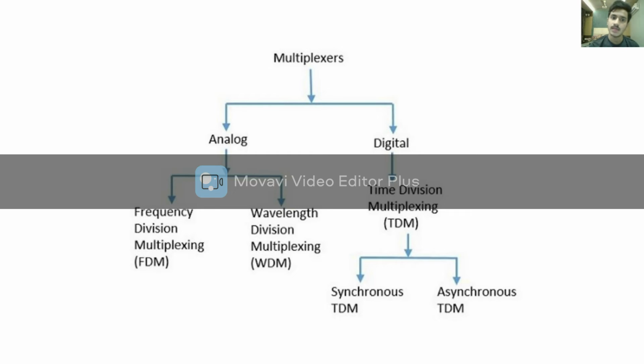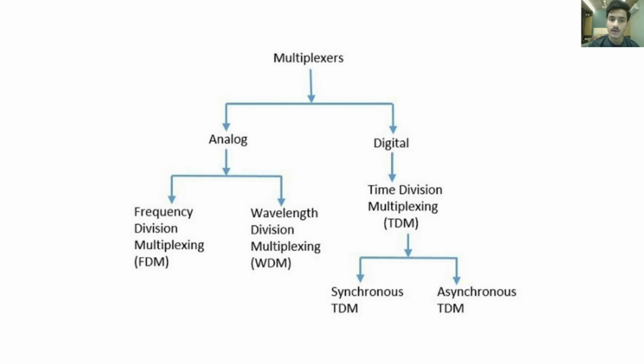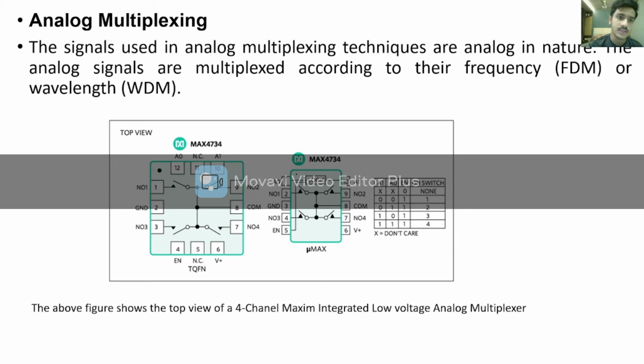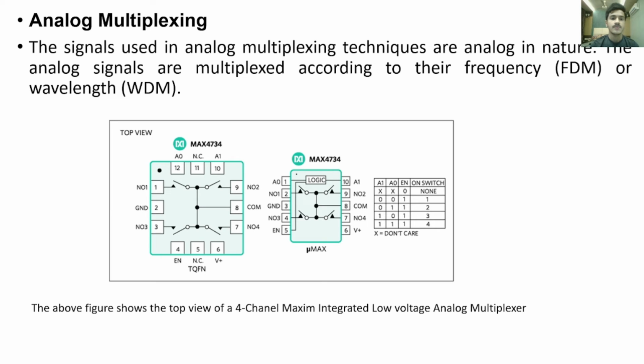As we discussed, multiplexers are divided into two types, analog and digital. Under analog, we have frequency and wavelength division multiplexing. Digital has time division multiplexing. Time division is divided into asynchronous TDM and synchronous TDM. Analog multiplexing. The signals used in analog multiplexing techniques are analog in nature. The analog signals are multiplexed according to the frequency division or wavelength division. In the diagram displayed now, we use an analog multiplexer, as you can see.